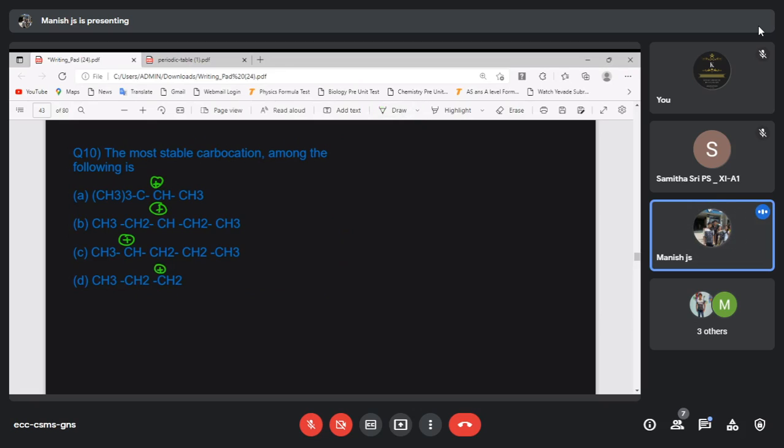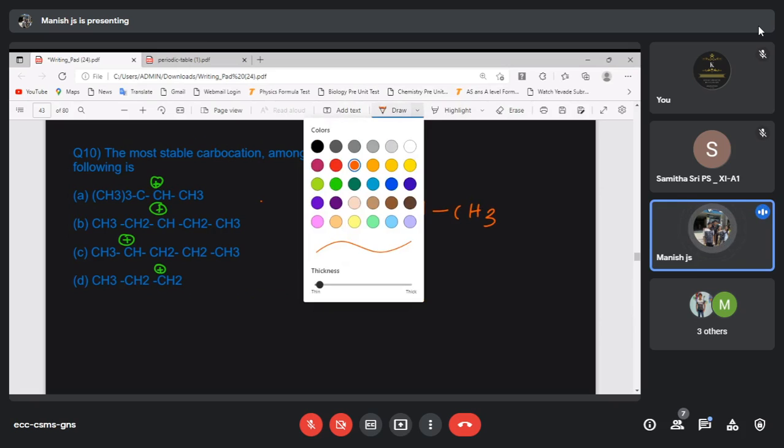Which of the following is the most stable carbocation? The first one, how will you represent its complete structure? One carbon has three methyl groups attached, so CH3 within bracket 3 is written. And one carbon is attached to one carbon, and that is attached to the CH and CH3.